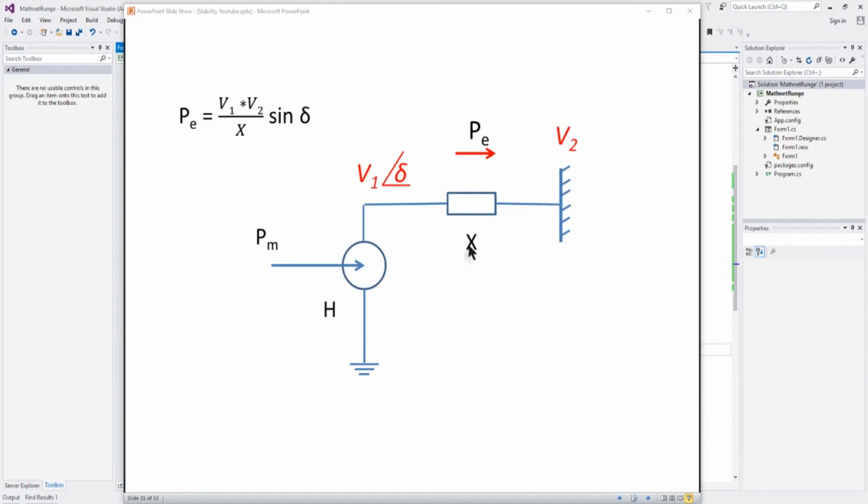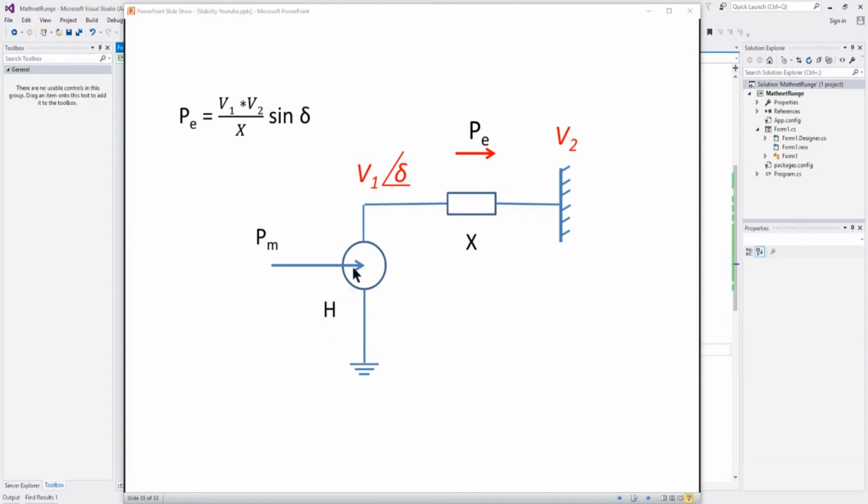So the reactance is this X, and here's V1 magnitude, V2 of the bus that it's connected to, and the electrical power output defined by this. So we've got V1, which is this magnitude, V2, this magnitude, X is the reactance, and sine delta is the difference between the angle of this voltage and the angle of this voltage.